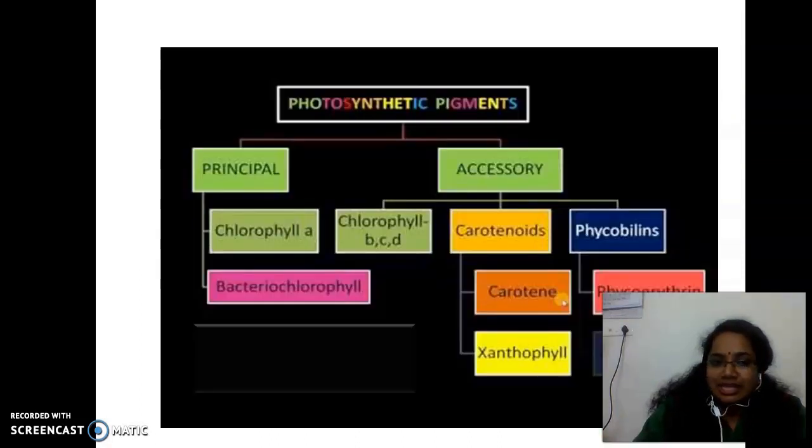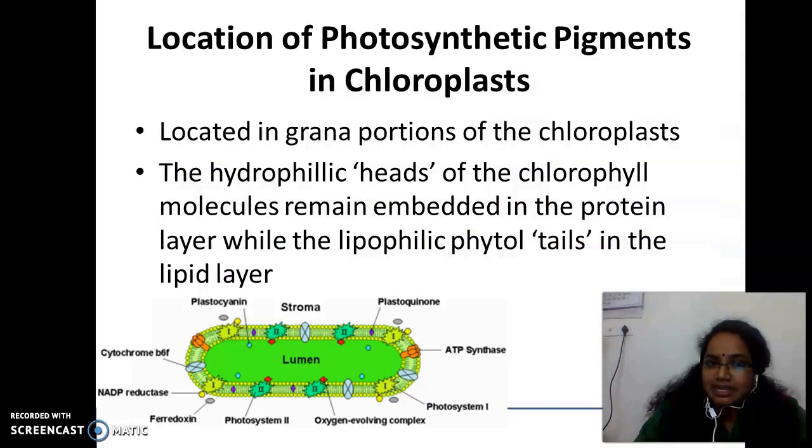So these are the photosynthetic pigments. The principal pigment of photosynthesis is chlorophyll A, and in the case of bacteria, bacterial chlorophyll A. The accessory pigments are chlorophyll B, C, D, E, F, etc. and carotenoids and phycobilins. Carotenoids are of two types, carotene and xanthophyll, and phycobilins are of two types, phycoerythrin and phycocyanin. Another type of phycobilin called allophycocyanin is also present.